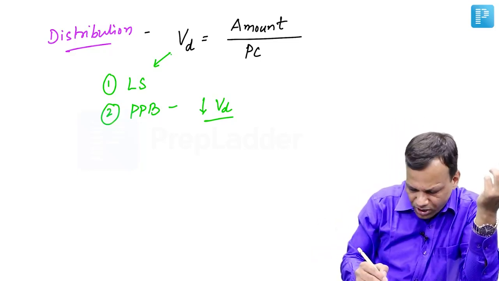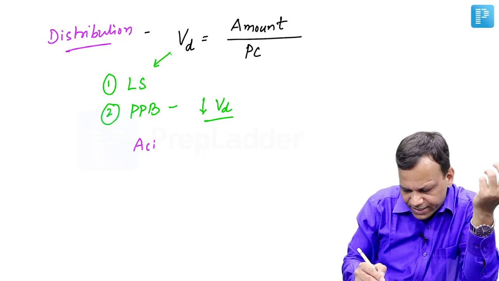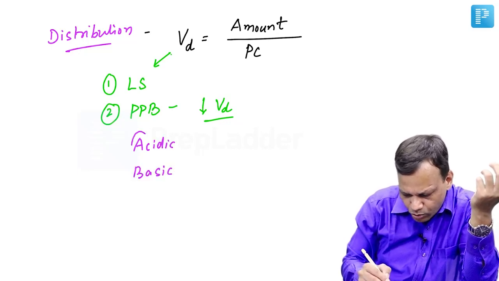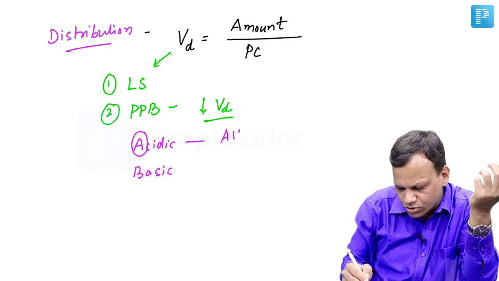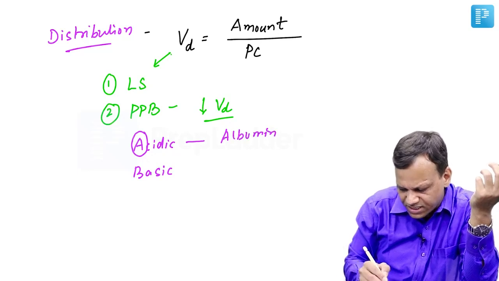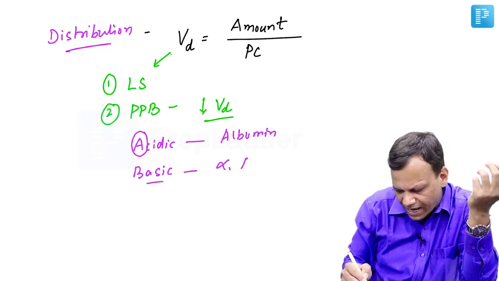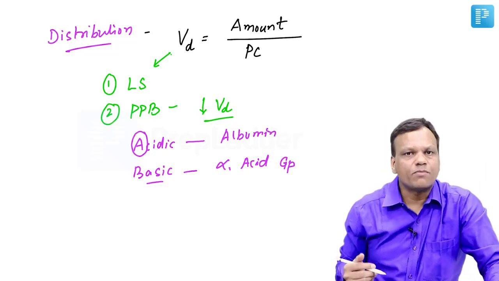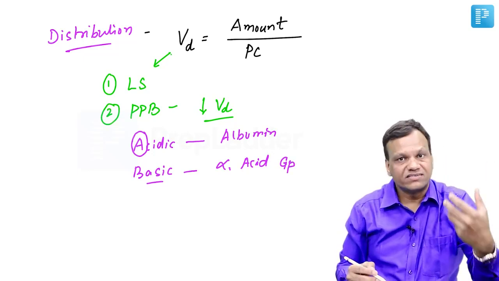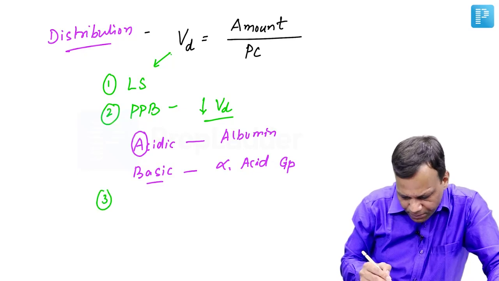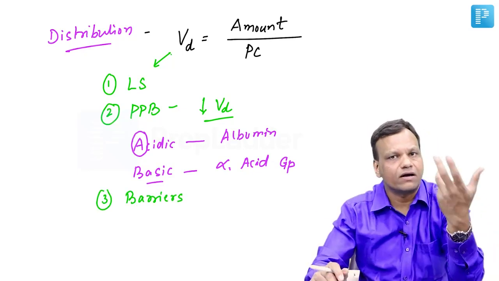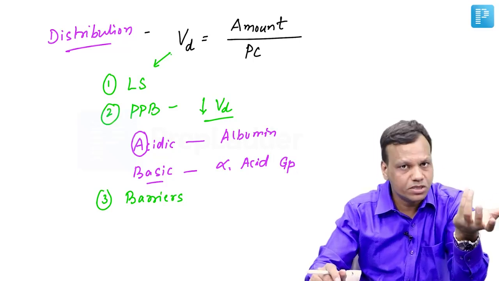And for plasma protein binding, you can remember two types of drugs. We have acidic drugs and we have basic drugs. Acidic drugs usually bind to albumin, whereas basic drugs usually bind to alpha-1 acid glycoprotein. So if plasma protein binding is more, there will be less distribution. And third, it will depend upon presence of barriers like the blood-brain barrier. If a drug can cross the barrier, it obviously will have more distribution.